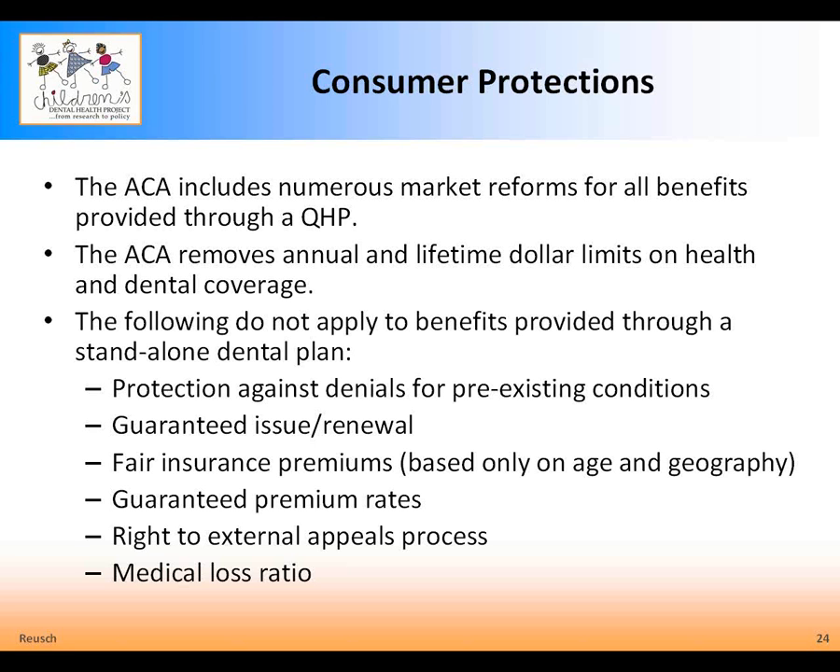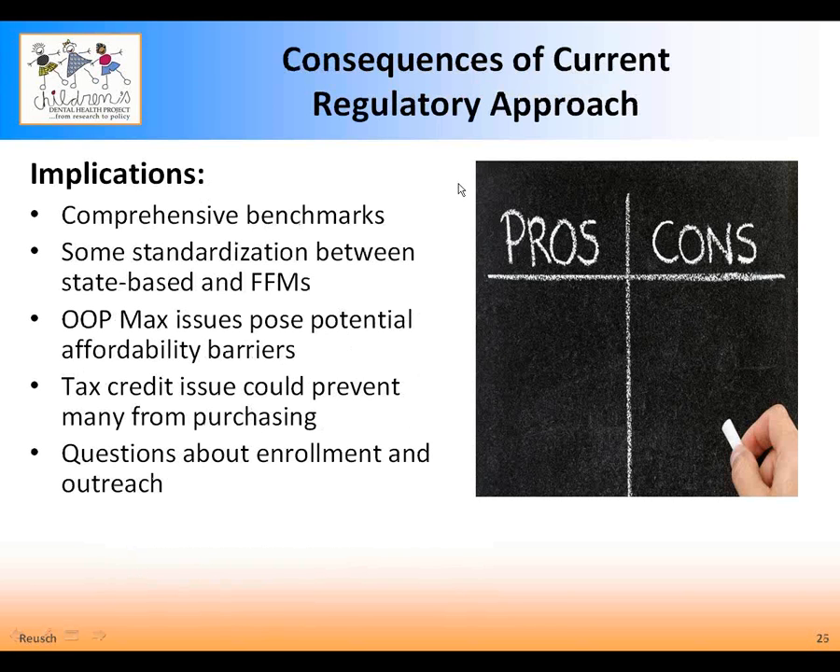Also, the right to an external appeals process, and finally medical loss ratio, ensuring that 80% of the premium is spent on treatment. Now, states themselves have flexibility to impose these requirements and more on health plans and dental plans, but at the federal level, this is the way that it plays out. So some of the implications of this regulatory approach: we do have relatively comprehensive dental EHB benchmarks. There's some standardization efforts between the state-based exchanges and the federally facilitated marketplaces. But these out-of-pocket maximum issues that I just discussed, as well as the tax credit issues, certainly pose some significant affordability barriers that we're going to continue to try to fix, if not for 2014, for the out years.